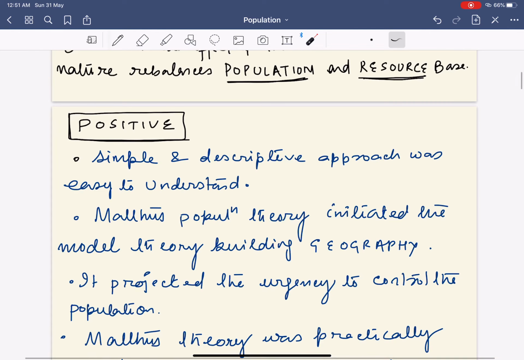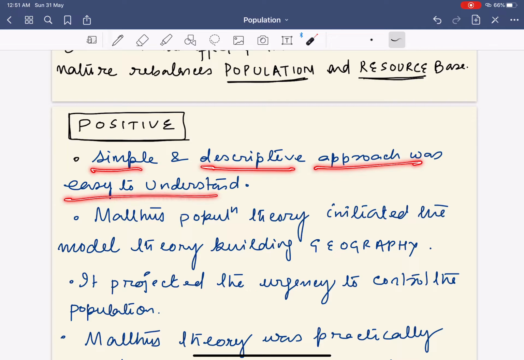Positive points, it is simple. Yes, Malthus theory is quite simple. It says that overpopulation will lead to positive checks such as drought and floods, as a result of which there would be a balance between the population and the resource base. So this simple and descriptive approach was easy to understand.